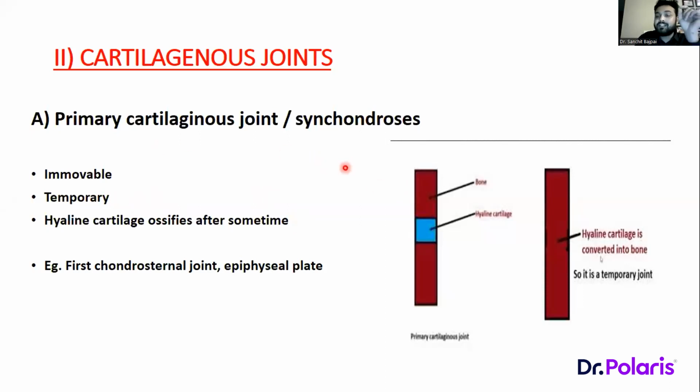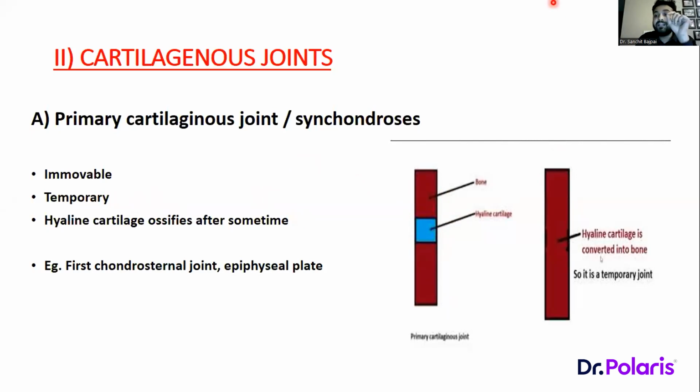Synchondrosis, or primary cartilaginous joints, means that if there is a bone on one side and a bone on the other side, between the two bones there is a small gap that is bridged by hyaline cartilage. Now, if you remember my last lecture on bone, I told you every detail of how this hyaline cartilage is related to a bone and where you find this hyaline cartilage in the bone, right?